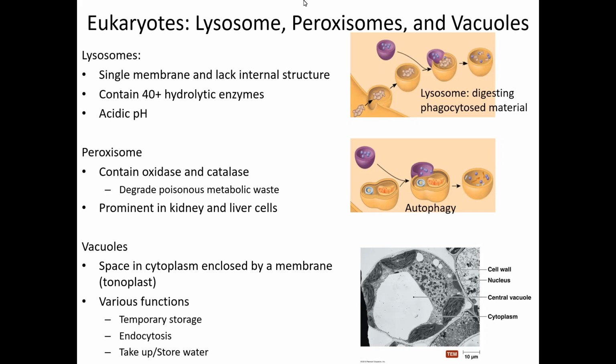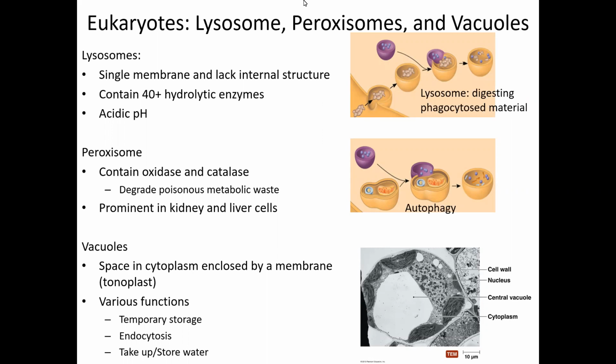And in order to digest or break things down, it requires various hydrolytic enzymes. These hydrolytic enzymes literally chop up pathogens or faulty organelles or whatever it is the cell needs to get rid of. But in order for these enzymes to work, they must be in an acidic environment. So the lysosome is the only organelle that is acidic. The rest of the cell has a neutral pH.